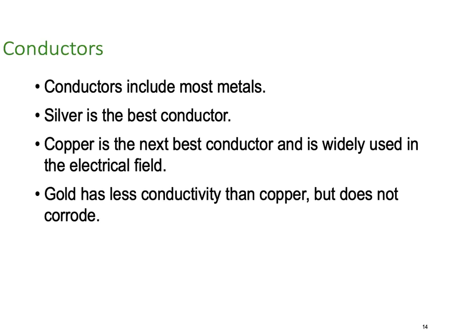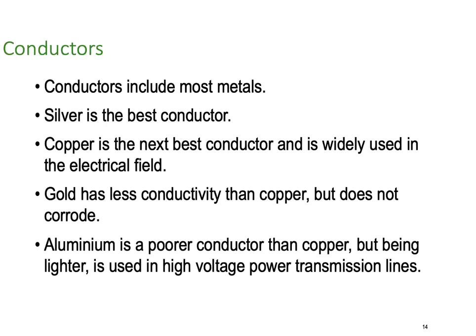Gold has less conductivity than copper, but does not corrode. So gold is a pretty good conductor, but one of its great things is it's inert. It doesn't interact with anything else, and therefore it's non-corrosive. So again, one of its other properties can be of a great advantage. Aluminium is a poorer conductor than copper, but being lighter, it's used in high voltage transmission lines. So when you've got to string those big cables up over hundreds and hundreds of meters at a time, they are done using aluminium cables because they are much physically lighter.